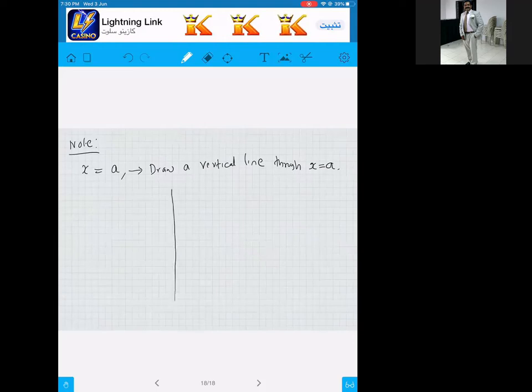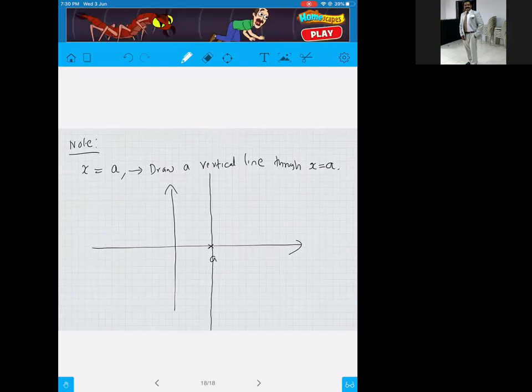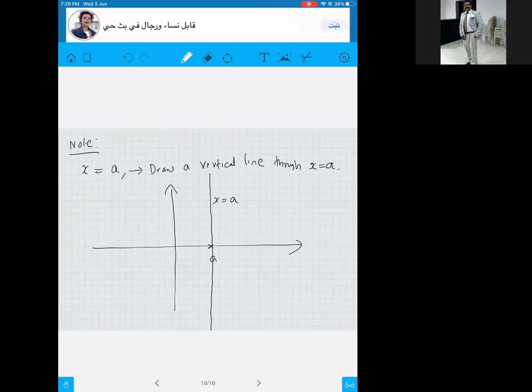So what is the meaning of this? Okay, so this is our a point. Then we have to draw a vertical line through this. A vertical line through x is equal to a. So this is the equation for the line x is equal to a. Okay, so that's a general note for this equation.